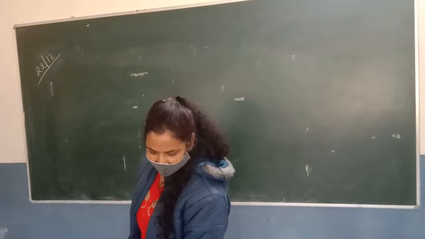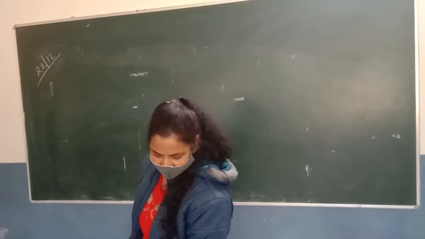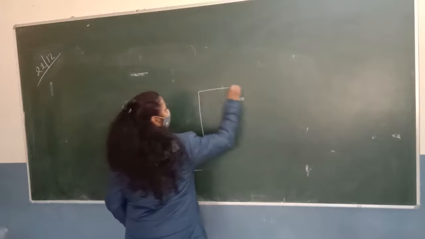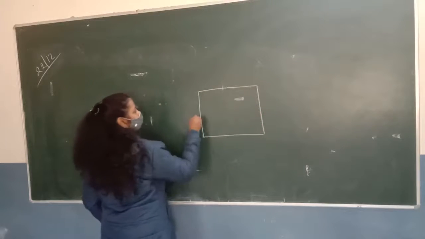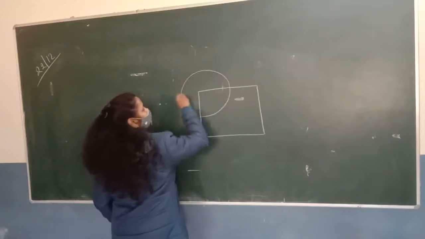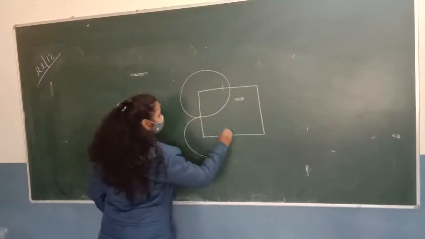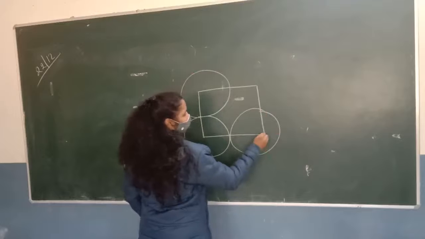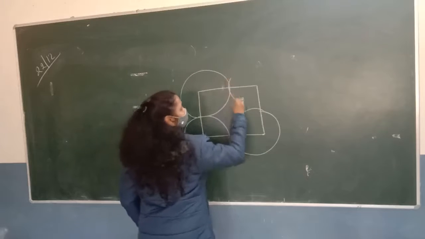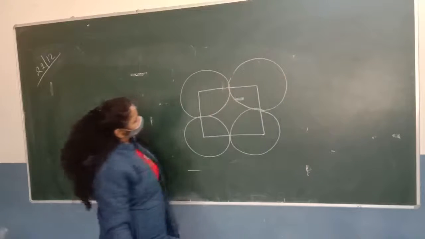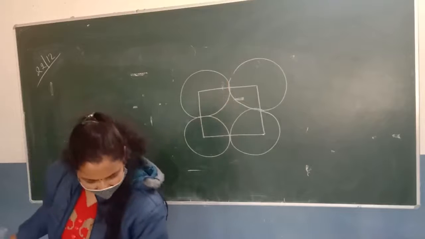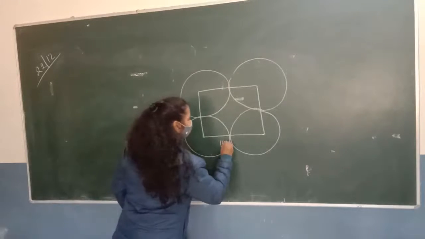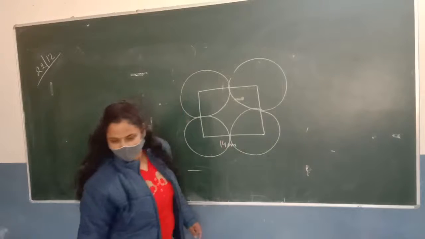ABCD is a square and there are 4 circles. This is a square, and there are 4 circles with the centers at all the corners of the square, as the vertices of the square. The figure is not very clear, but it doesn't matter. The side of the square is 14 centimeter.